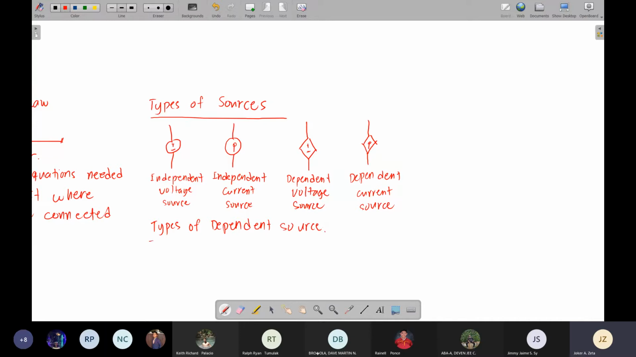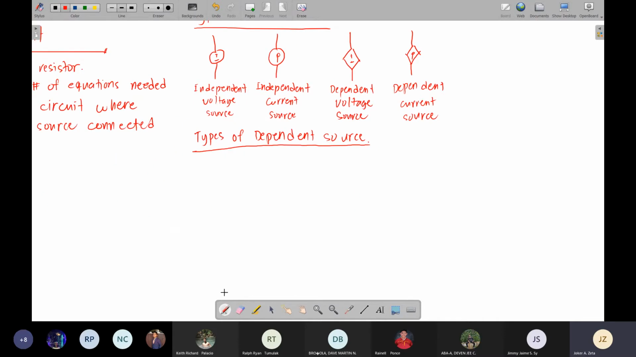Okay. So again, there are also different types of dependent sources. The first type of dependent source is a voltage source, let's say alpha V. This is a voltage controlled voltage source. So it is a voltage source that is controlled by voltage.